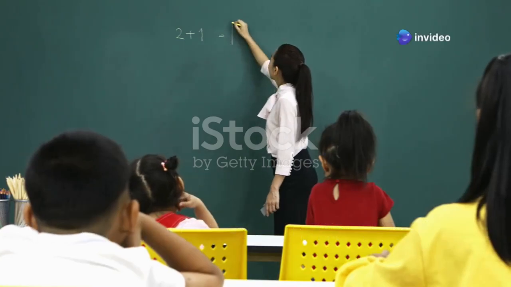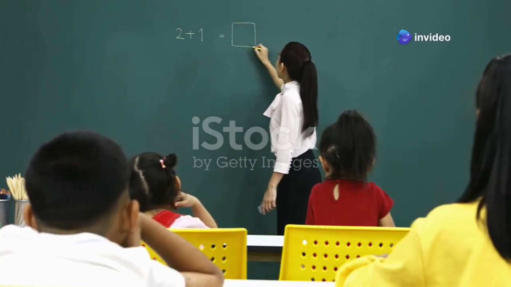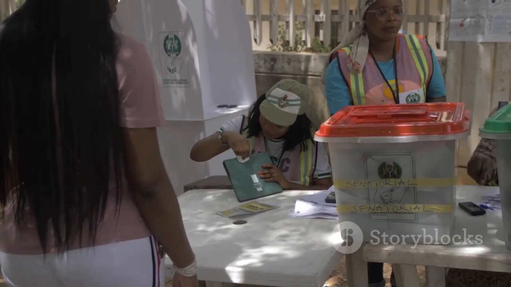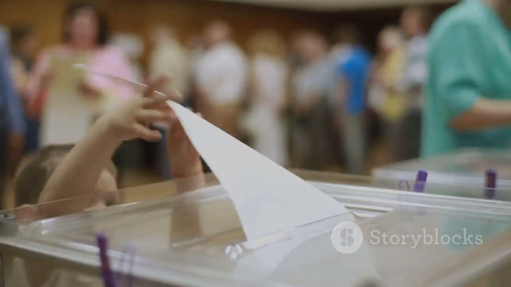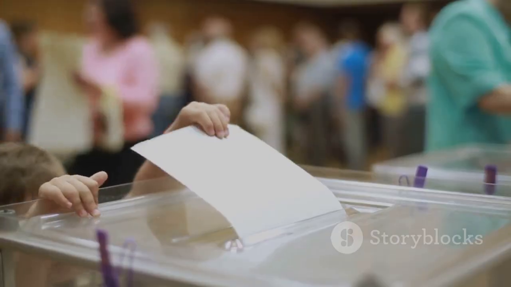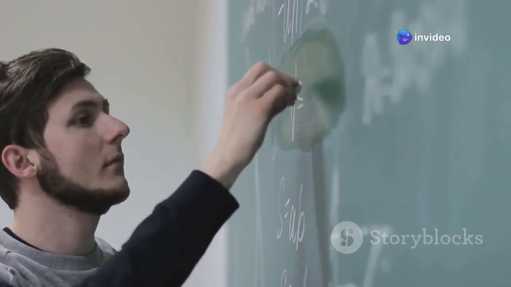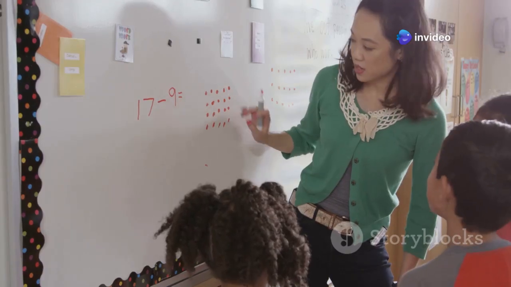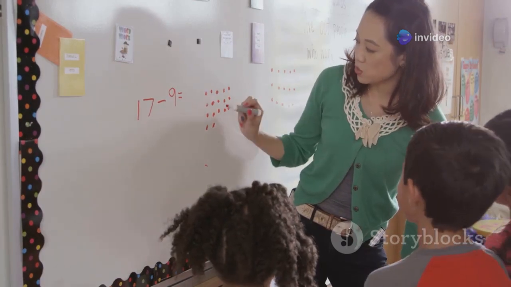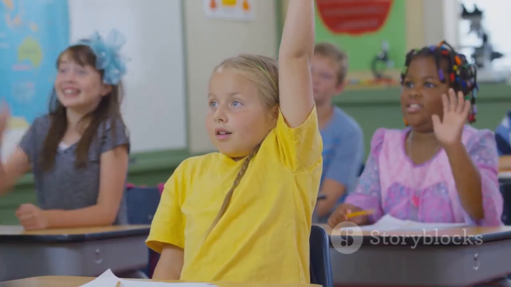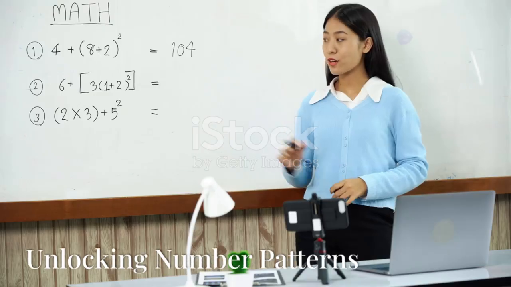Word problems can sometimes seem tricky, but let's break one down together. Imagine a problem that says, in an election 1,200 people were registered to vote. If 850 people actually voted, how many registered voters did not vote? We know the total number of registered voters and the number who voted. To find the number who did not vote, we need to subtract the number of voters from the total number of registered voters. Therefore, 350 registered voters did not vote.